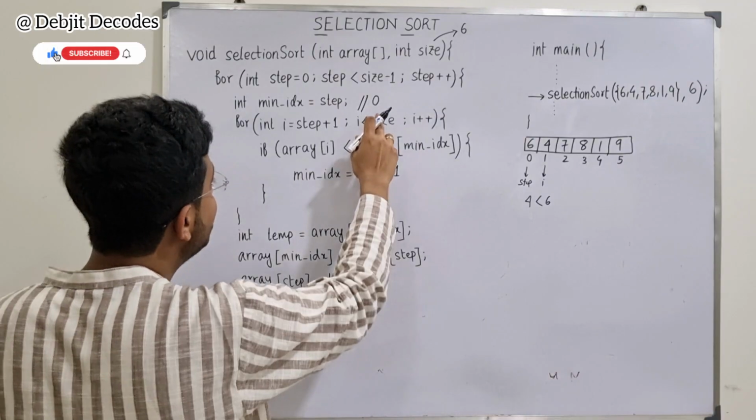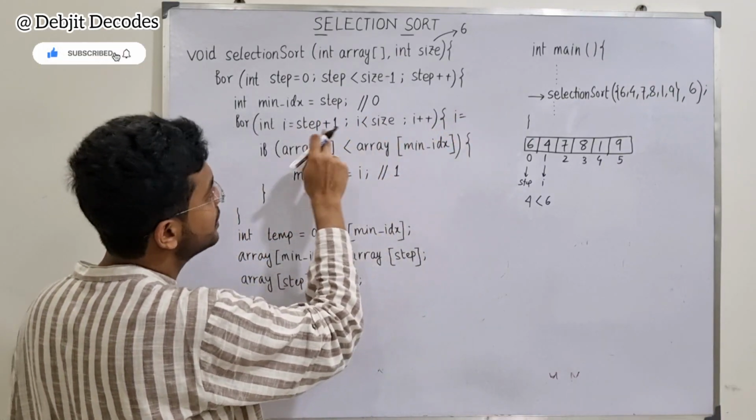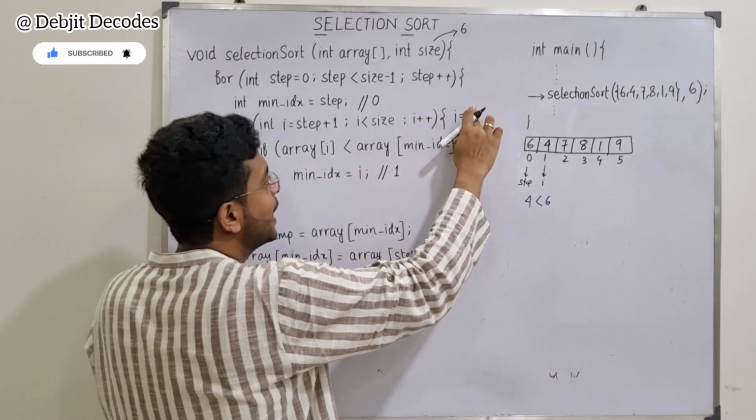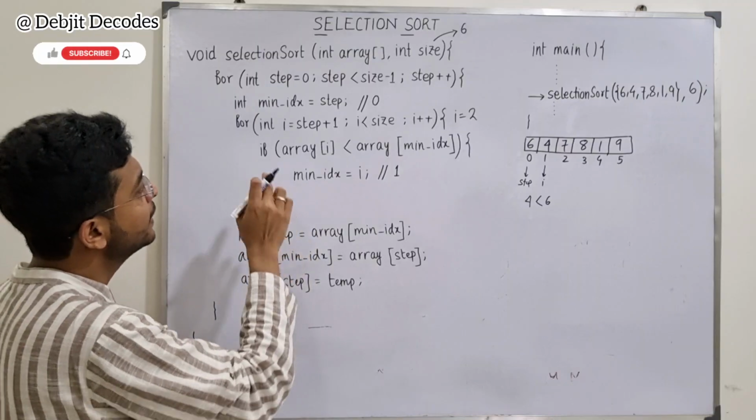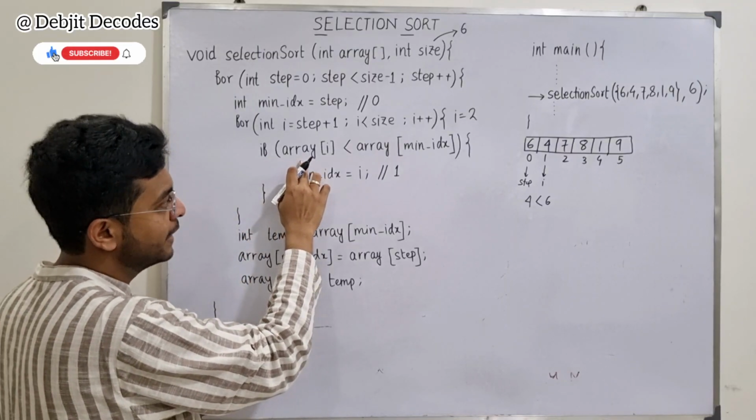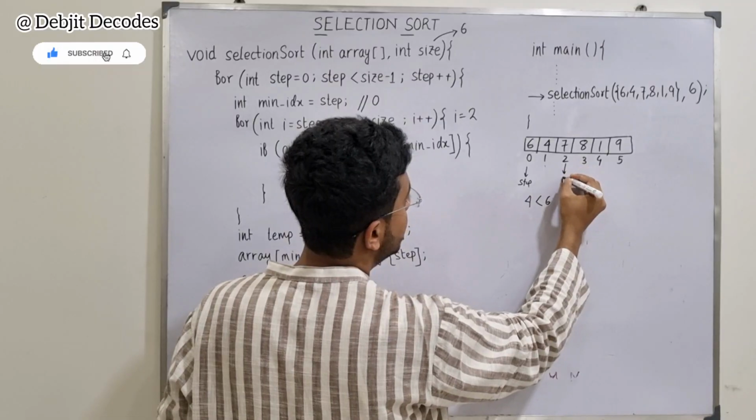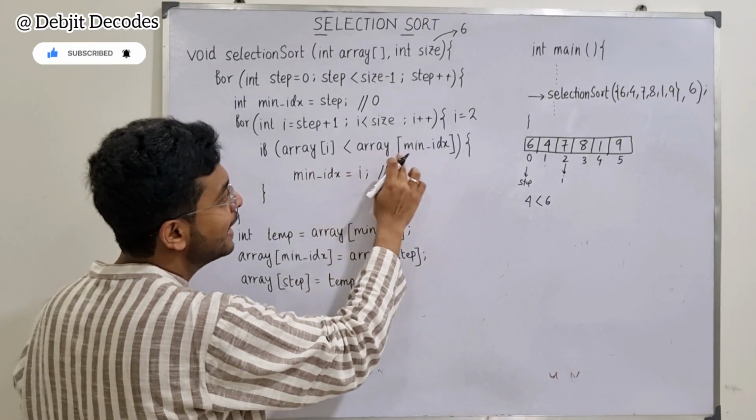Right? So i becomes, what was initially... before this step it was step plus 1, that is 1. Now i will become i plus plus, so i will become 2. Now it is checking whether array of i, that is array of 2, is less than array of min index.